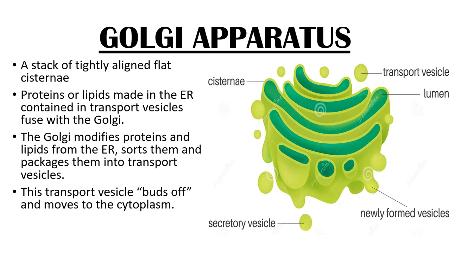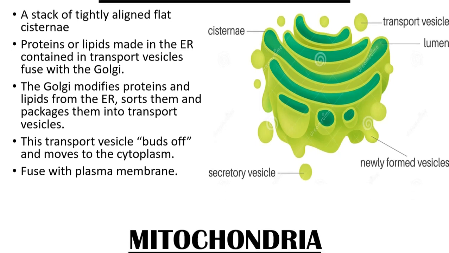Now you can see in the diagram a transport vesicle comes and fuses with the Golgi apparatus, and all the modification happens, and it is packed into a transport vesicle and forms a secretory vesicle. These transport vesicles may fuse with the plasma membrane.